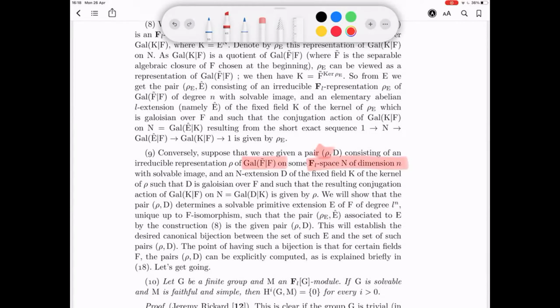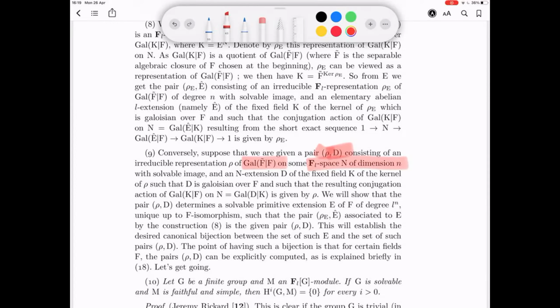And the second component is an extension of degree L to the n of the fixed field of the kernel of rho, which is abelian of exponent L, which means that the Galois group is killed by L, and it's of order L to the n. So that means that, and it's abelian, of course, it's isomorphic to Z mod L direct sum Z mod L direct sum Z mod L, n times.